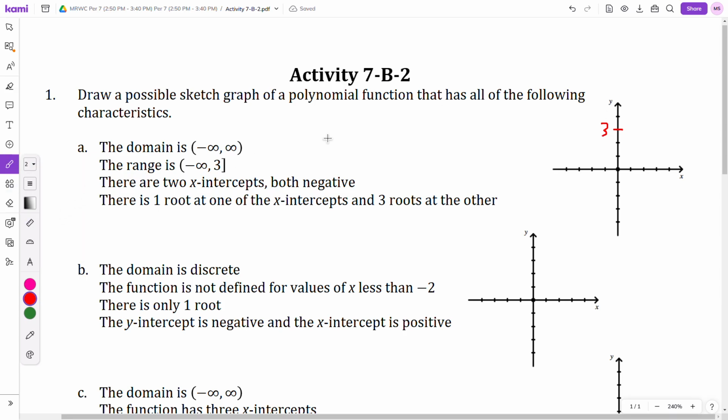And then it says there's two x-intercepts, both negative. They didn't specify where, so we'll have one here and maybe one there. There is one root at one of the x-intercepts and 3 at the other. Well, let's make this one here the triple root. And this one here will be the single root.